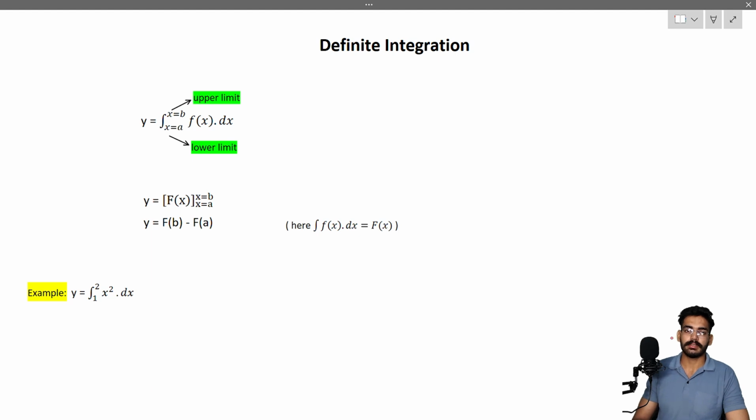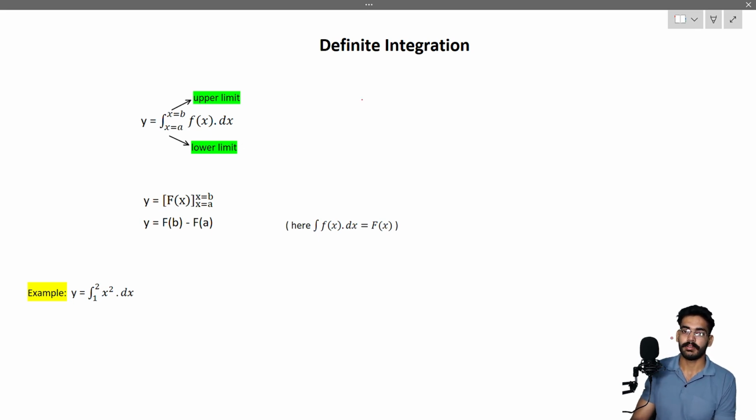Basically, what you write in indefinite is just integration of f(x) dx. Here, in the lower limit you put x equal to a and in the upper limit you put x equal to b. The bottom value is called the lower limit and the upper value is called the upper limit of x. You integrate it the same as indefinite integration, getting capital F(x), and then you put the limits x equal to b and x equal to a. First you put the upper limit minus the lower limit.